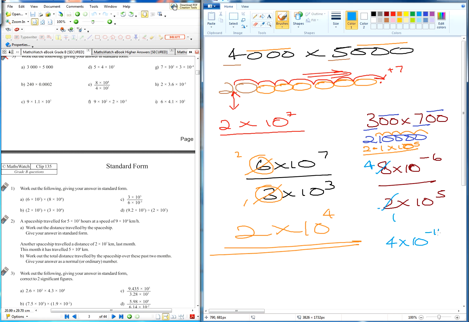We have minus 11. If you need your car repaired, please go to MSL, Stafford Road. Okay, 4 times by 10 to the minus 11. That's why I take my car.